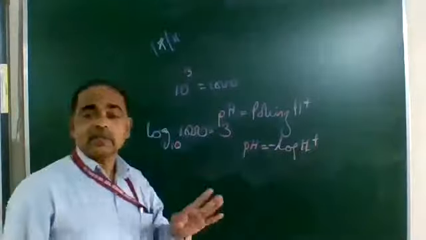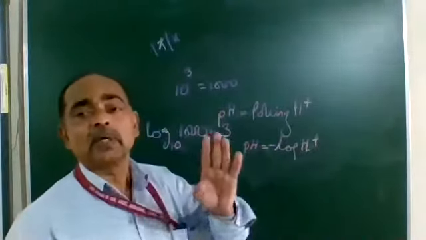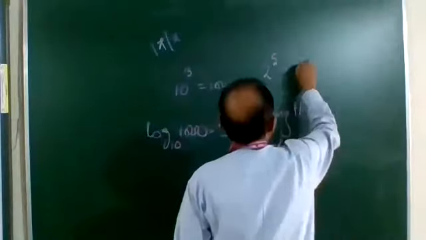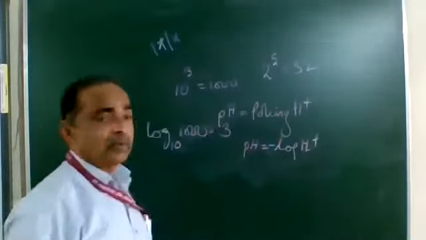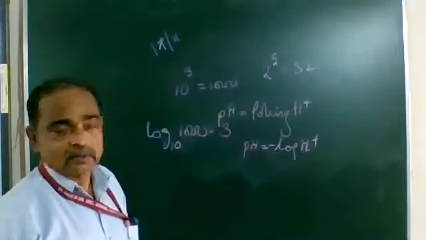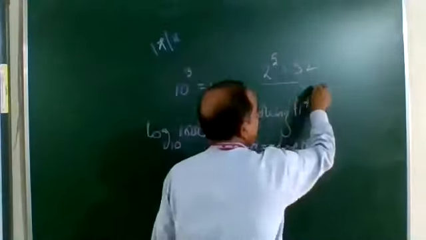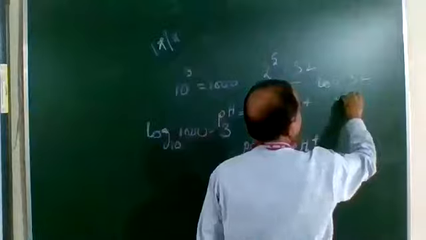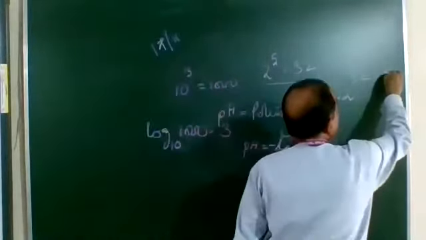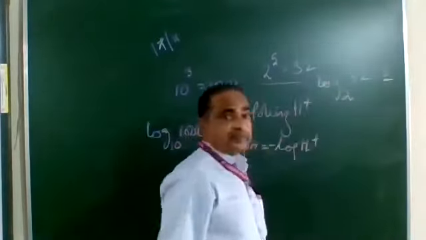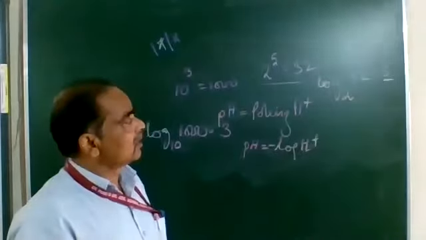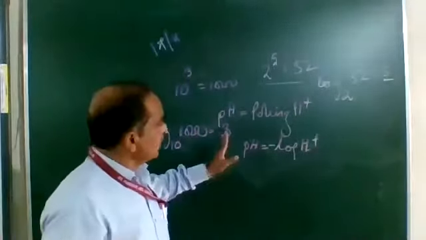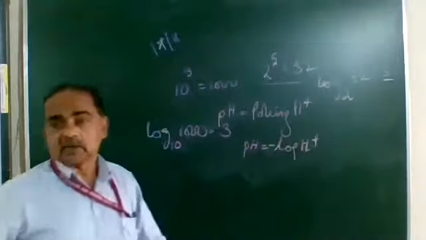Any number, when the base is given, the exponent becomes the logarithm. For example, 2 to the power of 5 is equal to 32. Right? So 2 multiplied 5 times, we get 32. Therefore, we can express this as the logarithm of 32 to the base 2, where the exponent is 5. So what is the answer? Log of 32 to the base 2 is equal to 5. This is how we get the log. And what is pH? Minus log of hydrogen ion concentration. Understood?